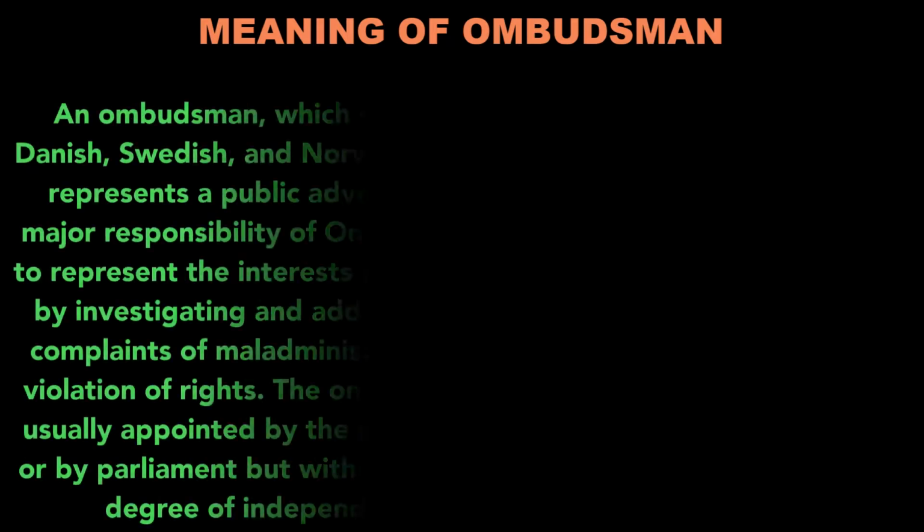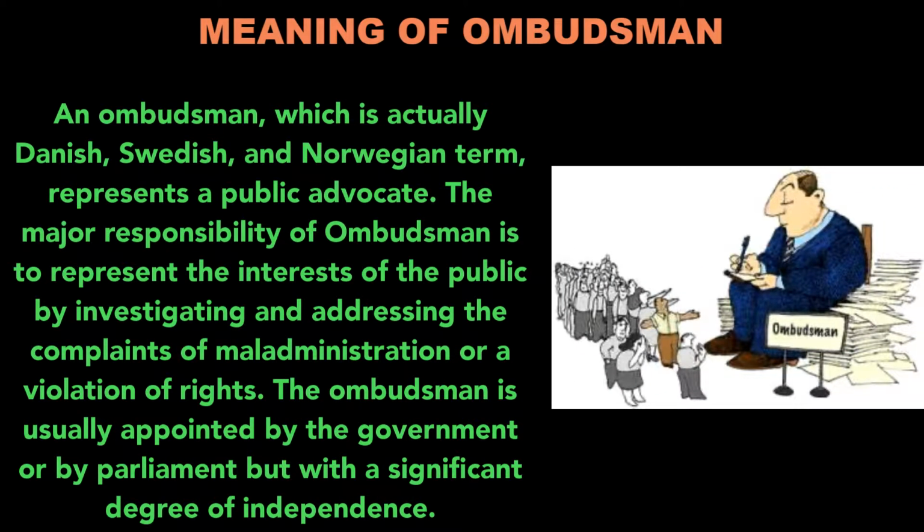An ombudsman, which is actually a Danish, Swedish and Norwegian term, represents a public advocate. So the literal meaning of ombudsman is representative. And whom does he represent? He or she represents the public. The major responsibility of the ombudsman is to represent the interests of the public by investigating and addressing complaints of maladministration or a violation of rights.